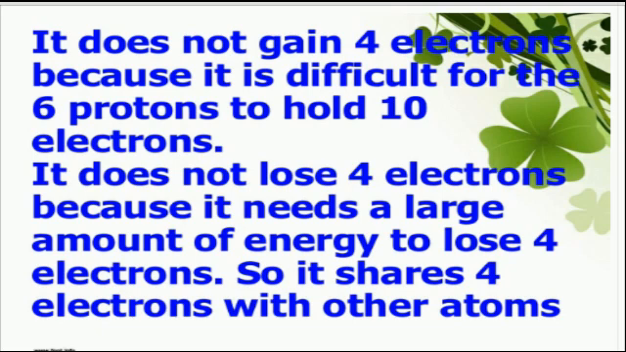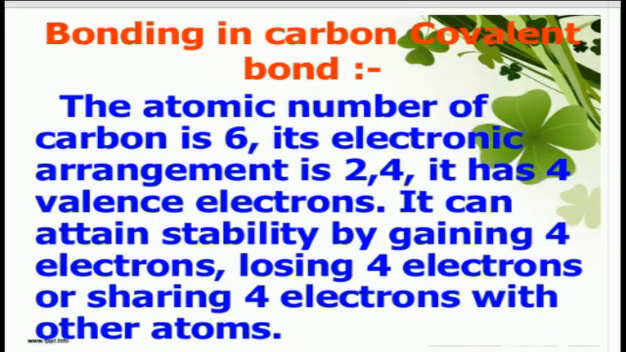That means it cannot gain 4 electrons. Then what will it do? It loses 4 electrons. It is also very difficult, because by losing electrons it needs more ionization energy. So both losing and gaining electrons are very difficult in the case of the carbon atom. Then, to attain stability, the carbon atom shares its electrons with other carbon atoms or with any other atoms. By sharing of electrons, a bond is formed between carbon atoms, or between carbon and any other atoms.